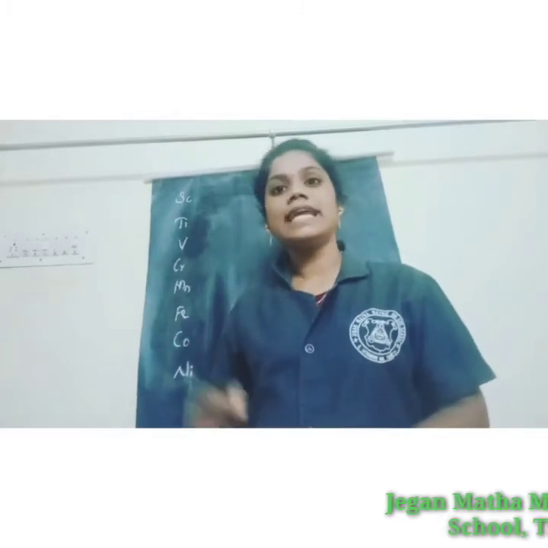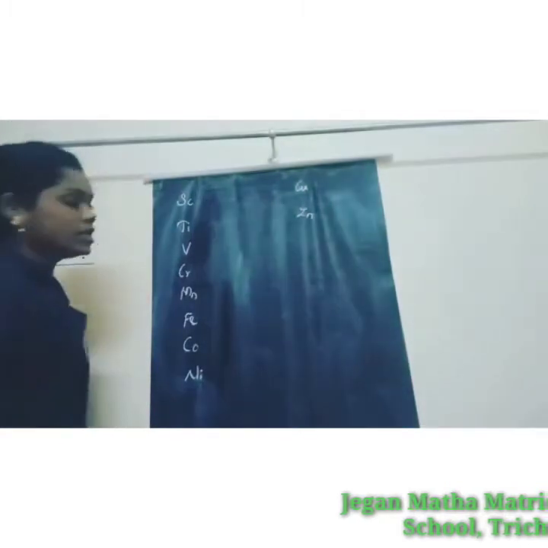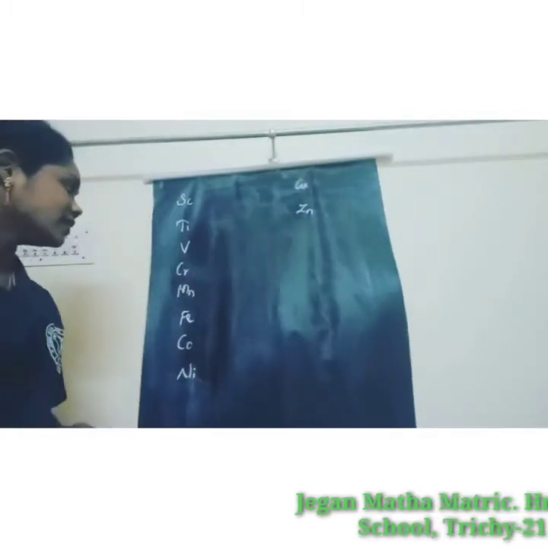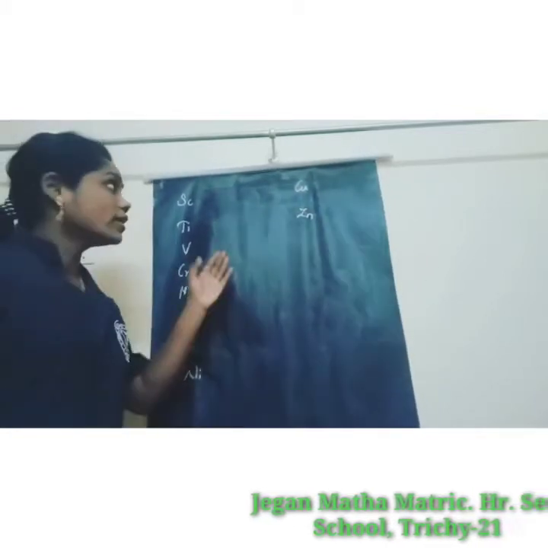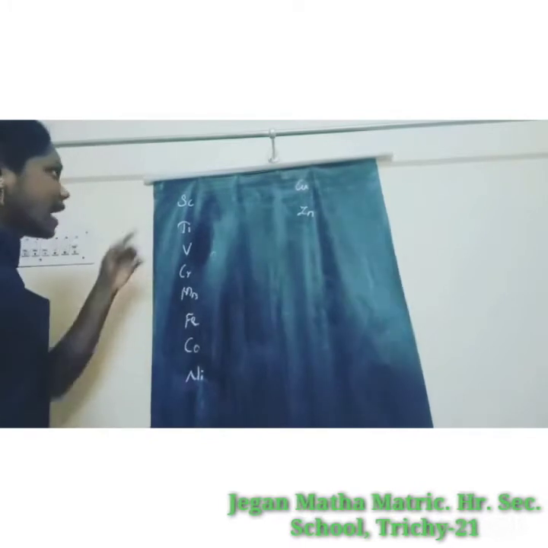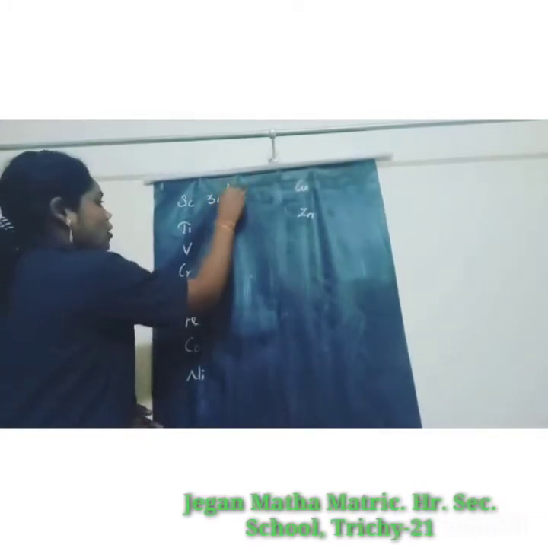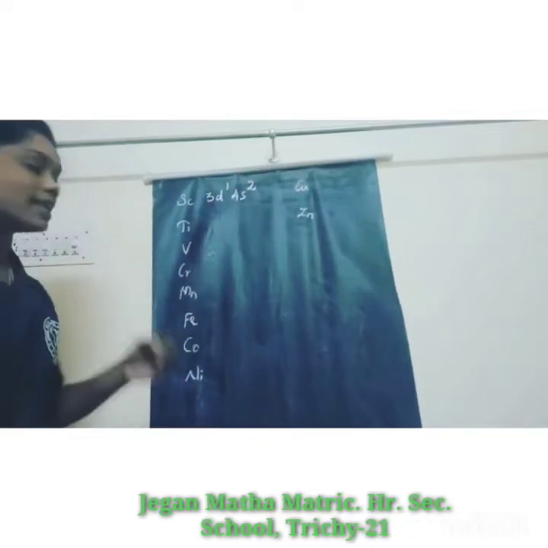Hi students, in today's session I am going to explain the valence bond theory with some examples. First of all, we look at the d-block elements, first period elements: scandium, titanium, vanadium, chromium, manganese, iron, cobalt, nickel, copper and zinc. The outer electronic configuration of scandium is 3d1 4s2, so in the 3d orbitals, one electron is present.